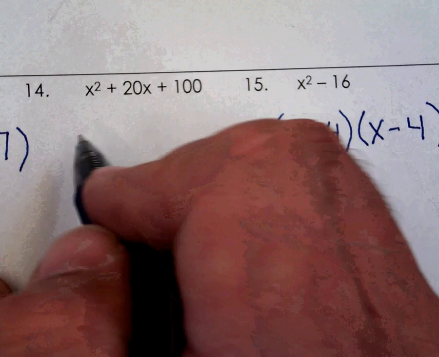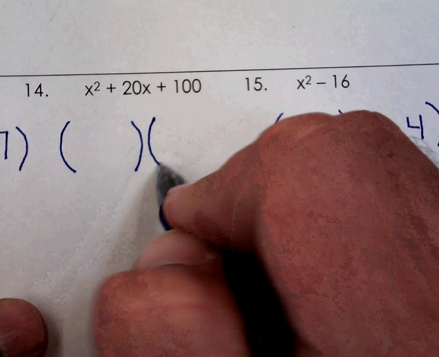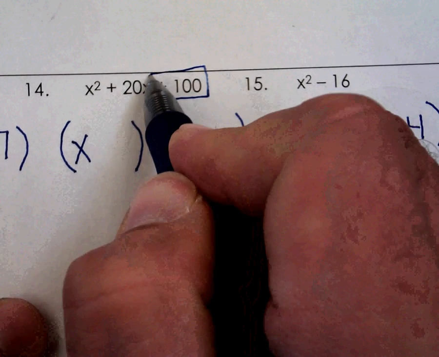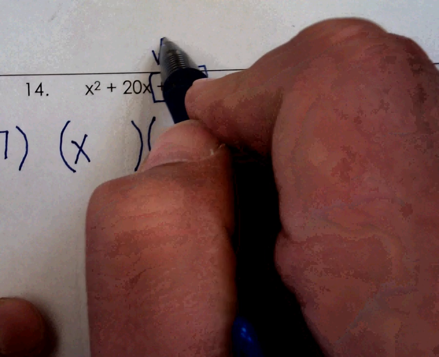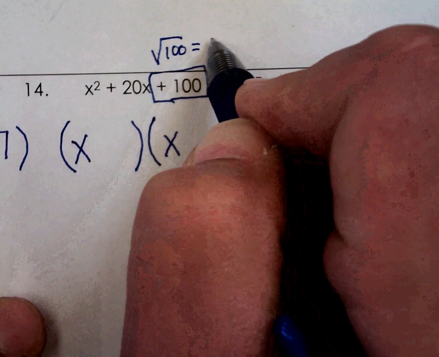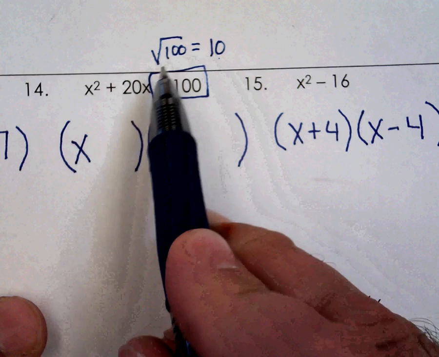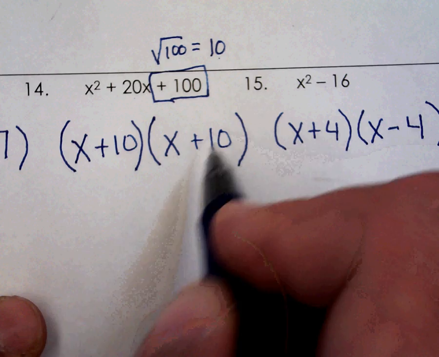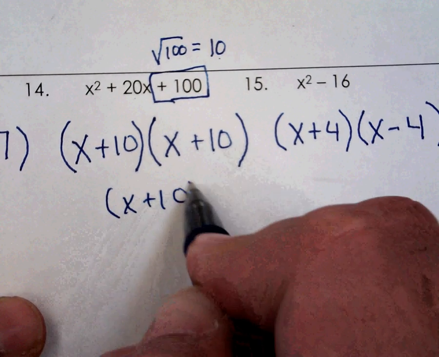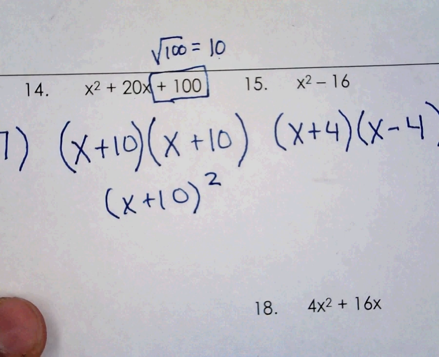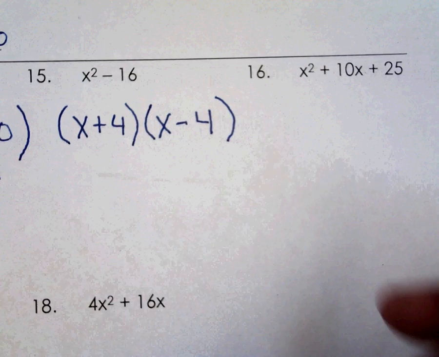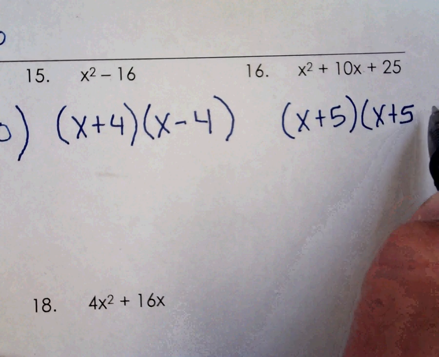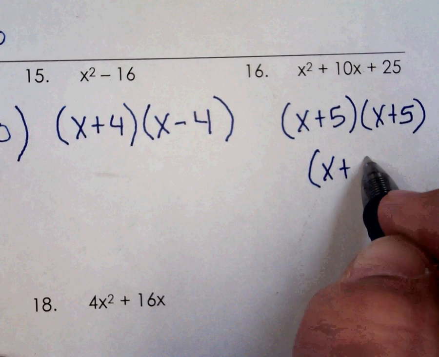14 is called a perfect squared trinomial. You know it's a perfect squared trinomial when your c term is a perfect square and the square root of it, 10, is half of the number in the middle. So it's going to be x plus 10, x plus 10. We can rewrite that as x plus 10 squared. Similar thing happens in 16, where it's x plus 5 and x plus 5. And you can write that as x plus 5 squared.